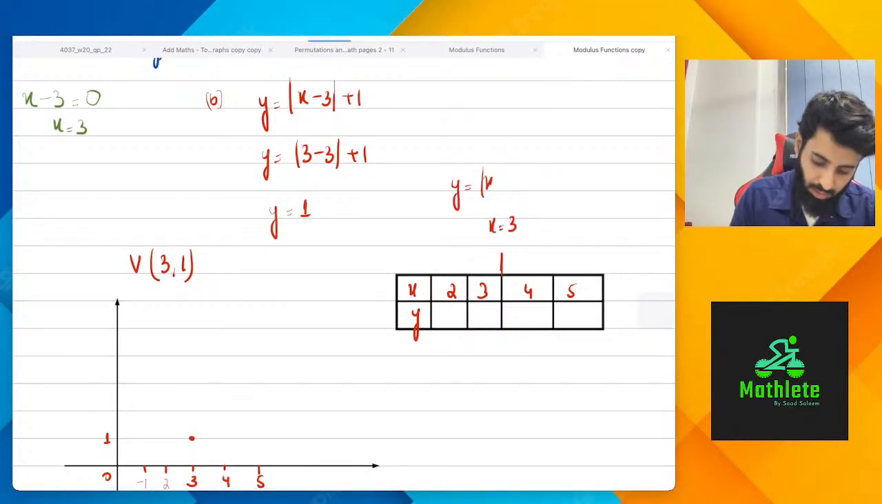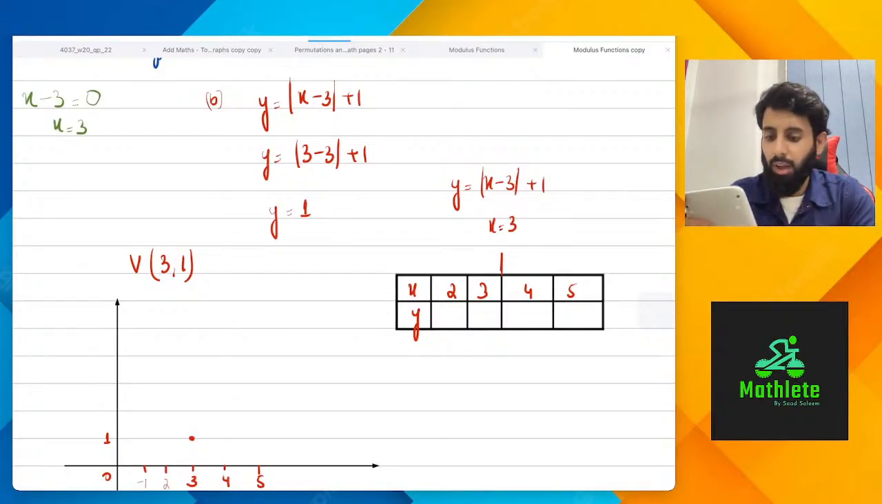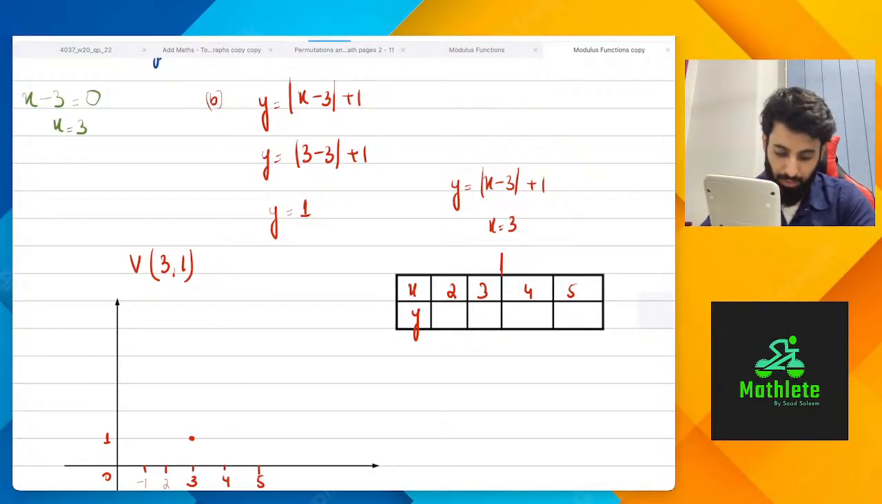y is equal to absolute of x minus 3, plus 1. This is where we are plugging in all these values. I hope you guys know where the absolute function in your calculator is. If you don't, now is a good time to find out. I'm going to plug in all the values one by one.